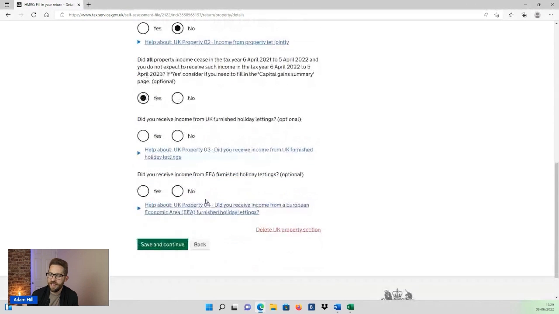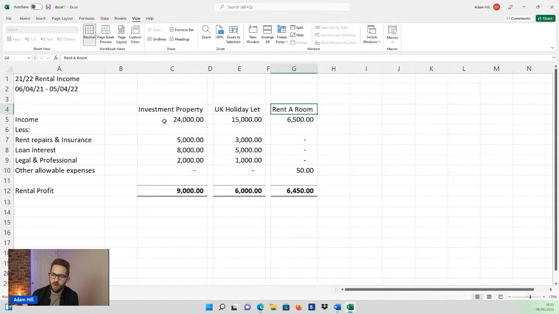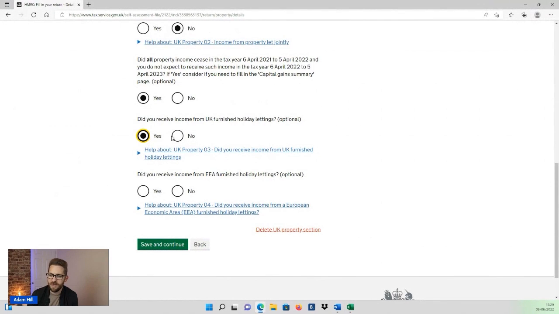Did you receive income from UK furnished holiday let? So in my example, I did. I have a UK furnished holiday let with income here, so I'll need to declare that. There are criteria that you'll need to meet to be considered as a UK furnished holiday let. The reason being, it's more beneficial to be considered a furnished holiday let.